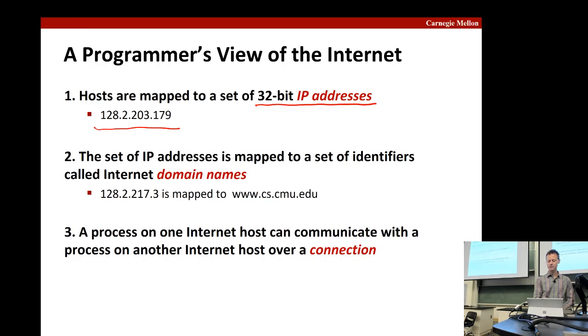So these IP addresses, some subset of them, are mapped to internet domain names. This is something you're also familiar with from web browsing, right? So www.cs.cmu.edu is the domain name that this IP address is mapped to. And a process on one host communicates with a process on another host over a connection.